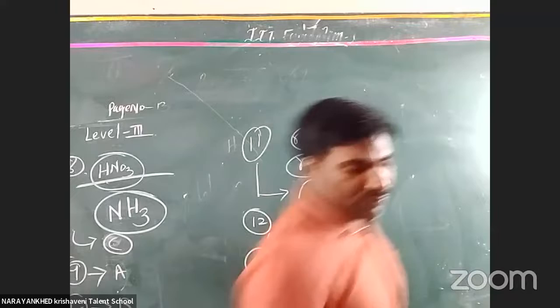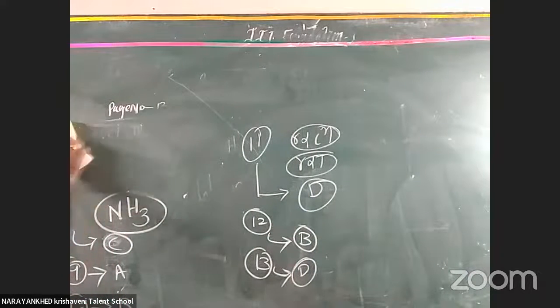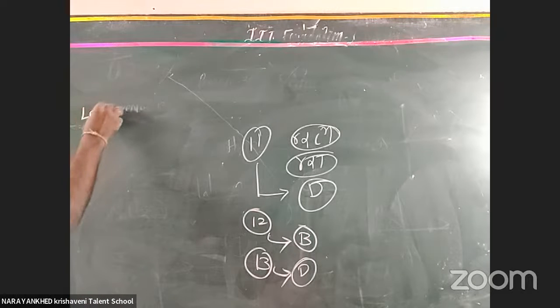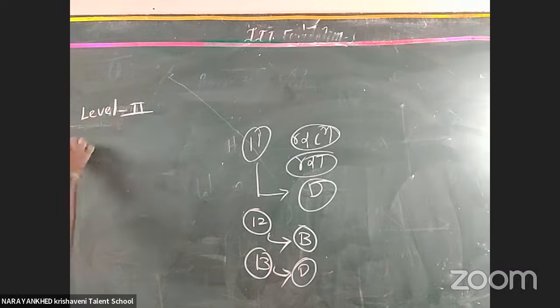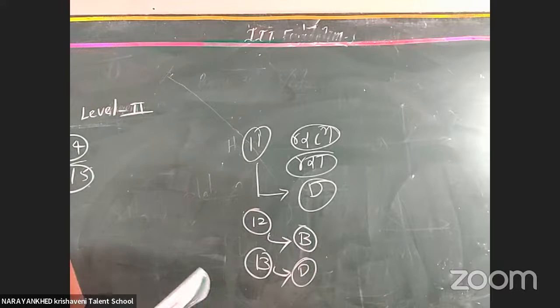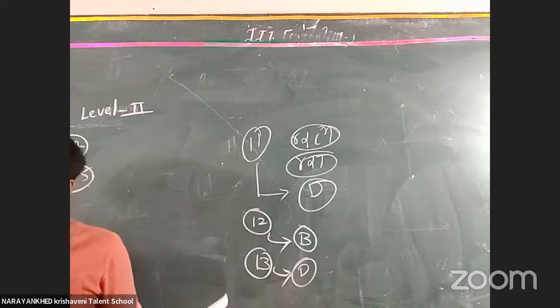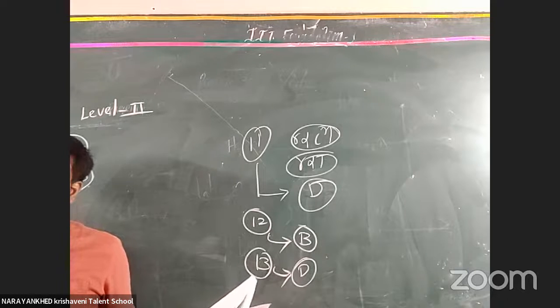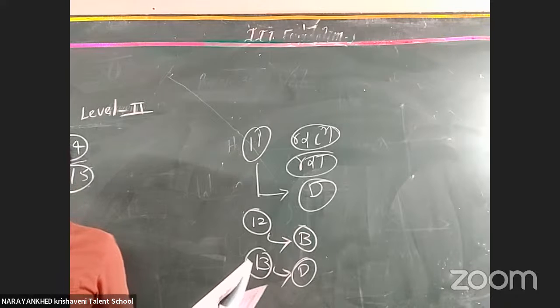Now we are going to the 15th question. In level 3, there are the 14th and 15th questions. What is the 14th question? Which of the following decrease the rate of reaction? Decrease of concentration.